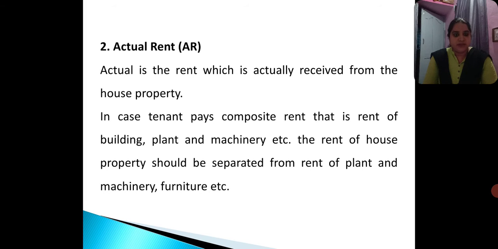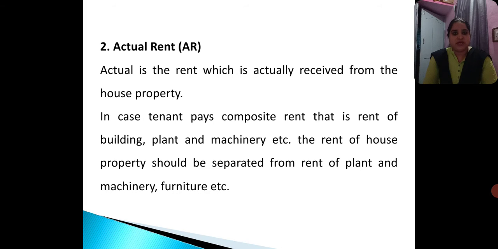In case the tenant pays composite rent, that is rent of the building, plant and machinery, etc., the rent of house property should be separated from the rent of plant and machinery, furniture. In session 2, I explained what composite rent is. Composite rent is nothing but the actual rent of the house plus rent for the services rendered by the owner.